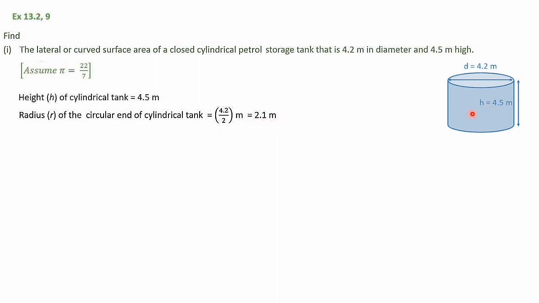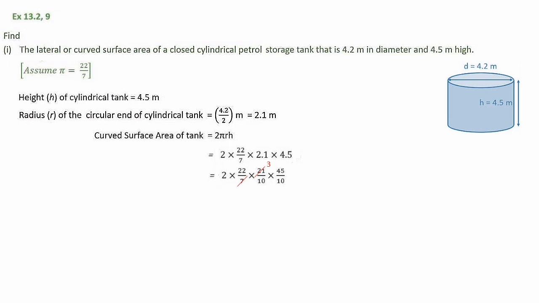It is a direct question. We can calculate the curved surface area by using the formula 2 pi r h, that is 2 into pi 22 by 7 into r. Radius is 2.1 meter. The height is 4.5 meter. As before, let's change this decimal into fractions. 2 into 22 by 7 into 2.1, we can write it as 21 by 10. 4.5 we can write it as 45 by 10.